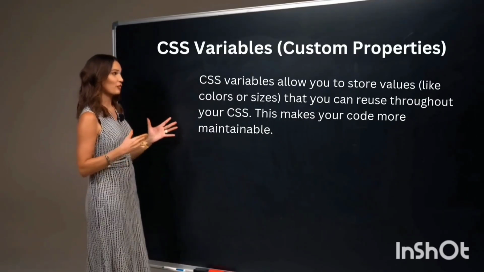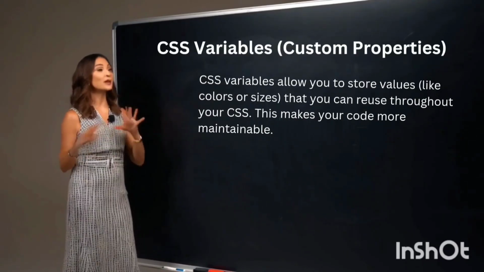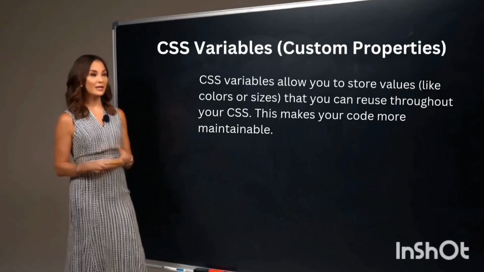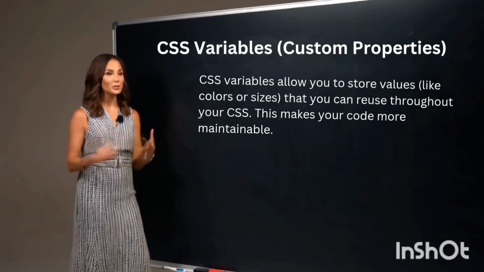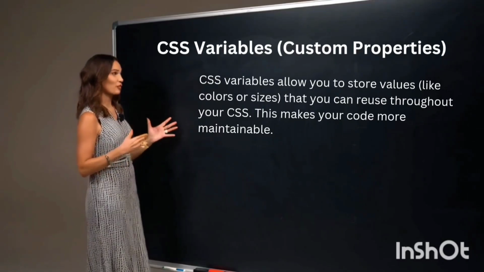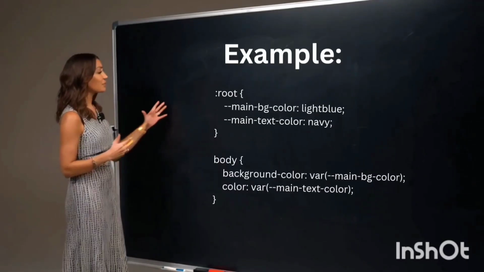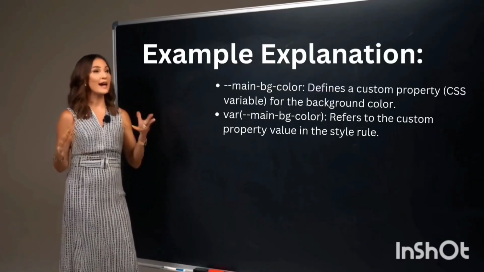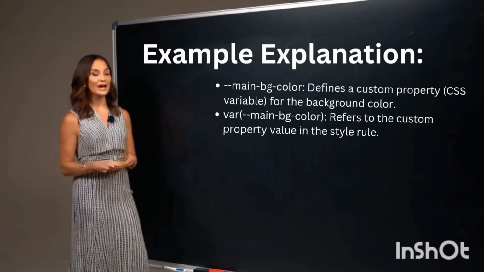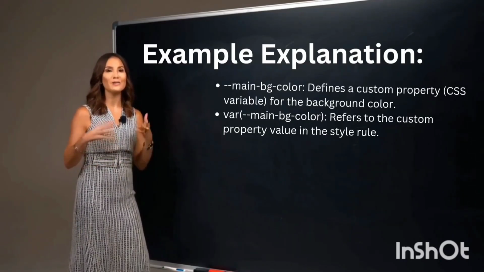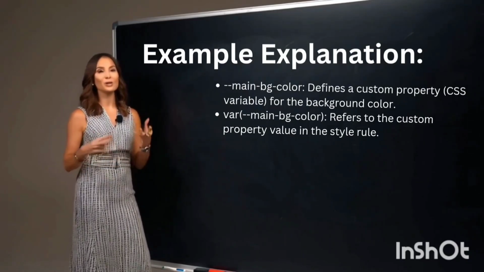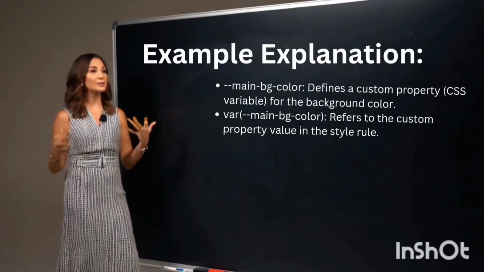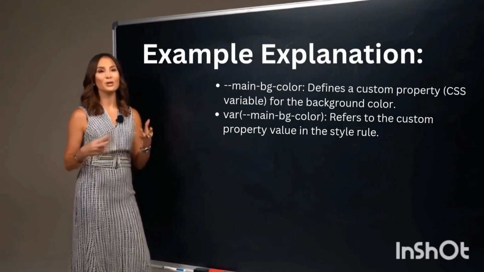CSS variables, custom properties. CSS variables allow you to store values, like colors or sizes, that you can reuse throughout your CSS. This makes your code more maintainable. Let's see the example. Explanation. --main-bg-color defines a custom property, a CSS variable, for the background color. var(--main-bg-color) refers to the custom property value in the style rule.